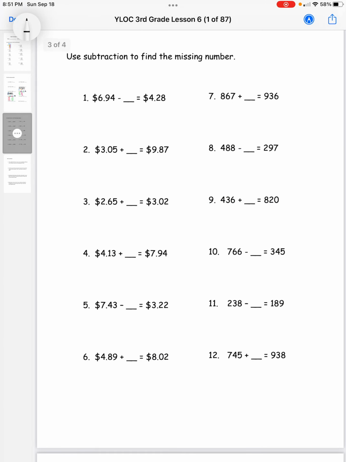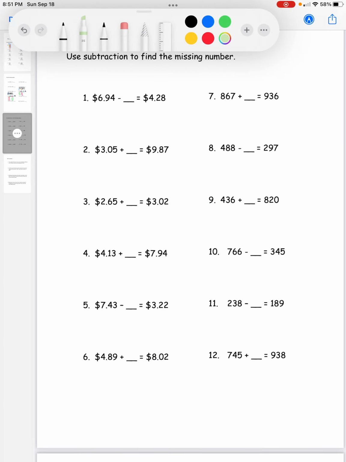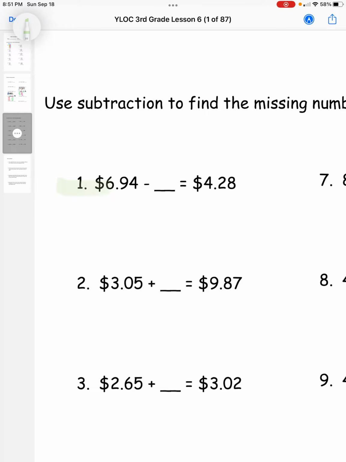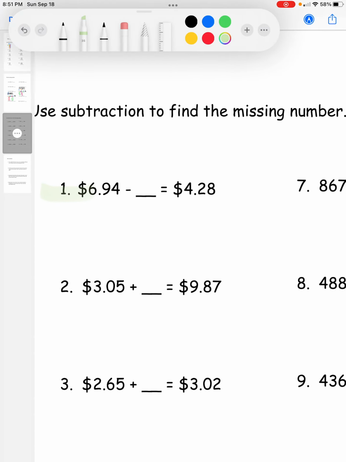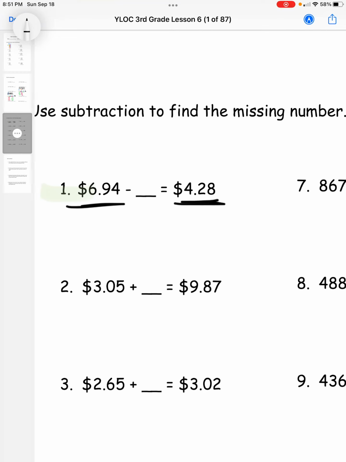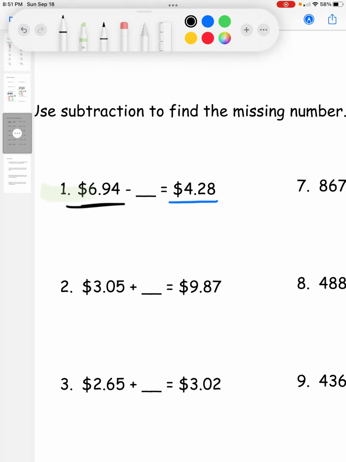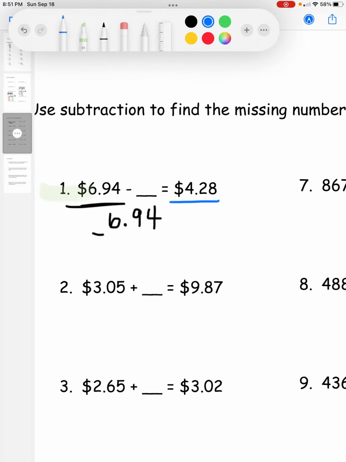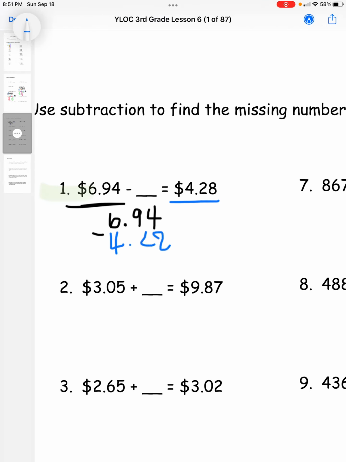Okay, move on to page number 3. For this one, we'll do question number 1. Use subtraction to find the missing number. You want to put the first number over the second number. So we go 6.94 minus 4.28. The 4 is smaller than the 8, so we take a 10 from the 9.